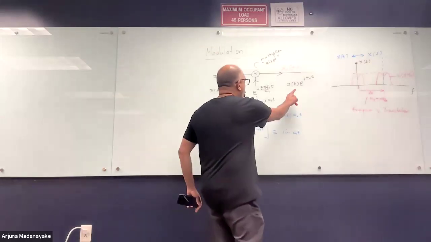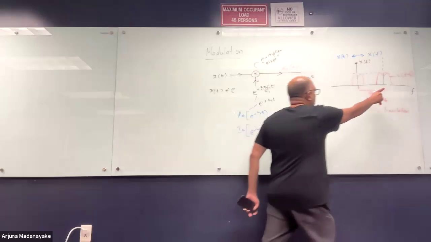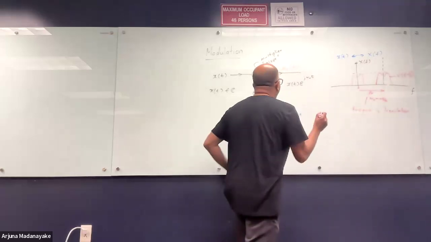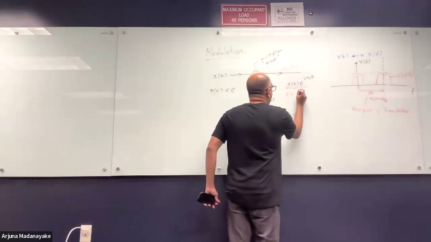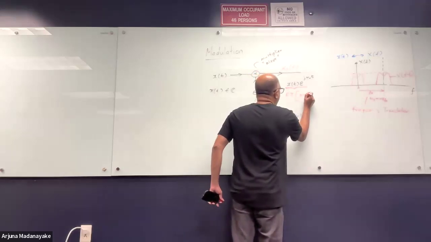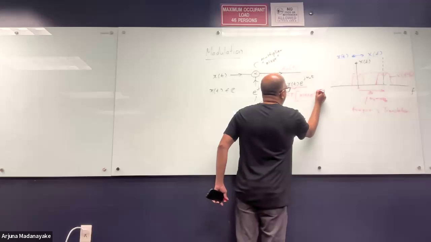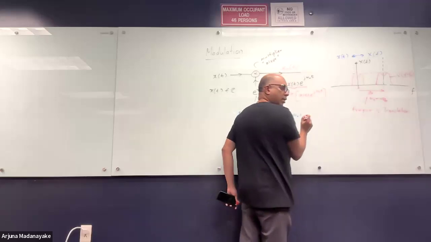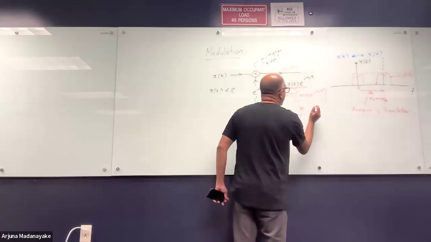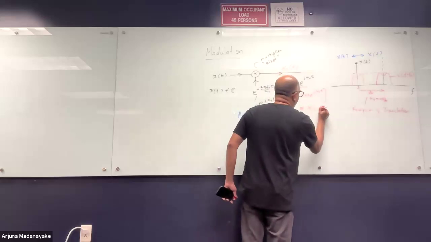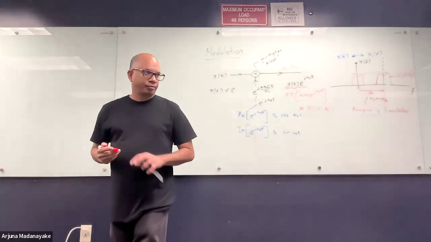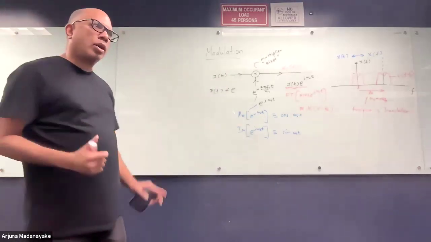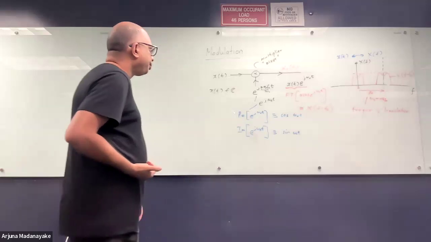So this is the time domain, and this is the frequency domain. What we are saying is, if I take this one and I find the Fourier transform of x t e to the j omega naught t, that is equal to x of f minus f naught. It changes everything by f naught. No other changes.